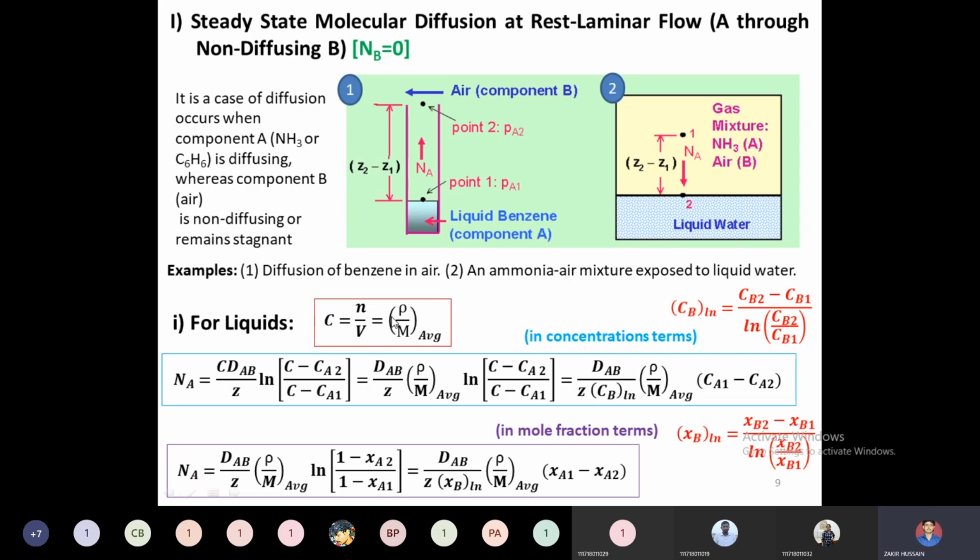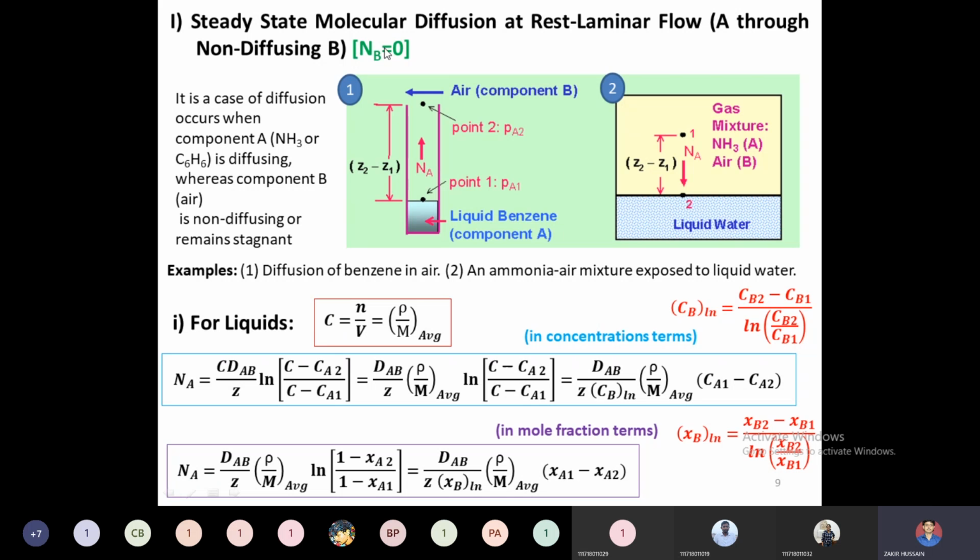For liquids, we usually take rho by M average, density by average molecular weight, because a solution is always composed of more than one component. So we have to consider average concentrations. Using the relationship between diffusivities, which is NA is equal to N x_A plus J_A, and Fick's first law of diffusion, J_A is equal to minus D_AB dC_A by dz, and applying N_B is equal to 0, because capital N is equal to N_A plus N_B, then N is equal to N_A.